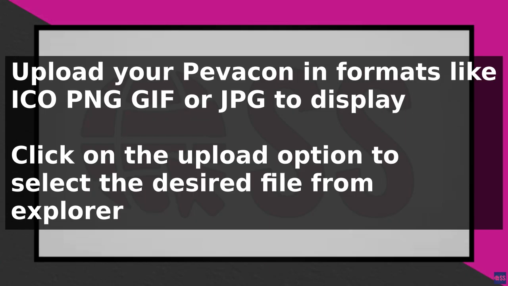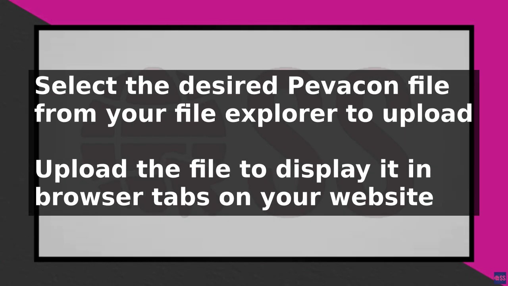From there, you can upload your Favicon, which can be in formats like ICO, PNG, GIF, or JPG, to display in browser tabs. Simply click on the Upload option, and you'll be taken to your File Explorer to select the desired file.